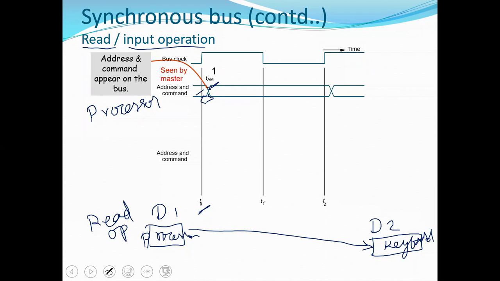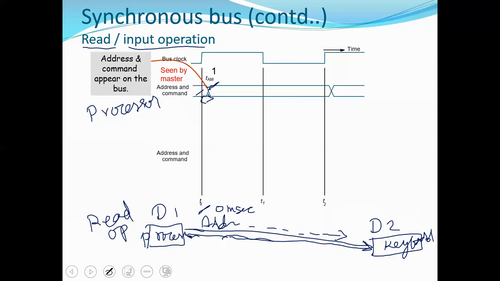It wants to read the data from the keyboard. We'll see in this particular timing diagram when the data will be visible by the master in the bus, and when the same data will be visible by the slave. Now suppose the master, that is the processor, puts the address in the address bus at time 0 milliseconds. It will be visible by the slave at the same 0 milliseconds? No, there is some propagation delay.